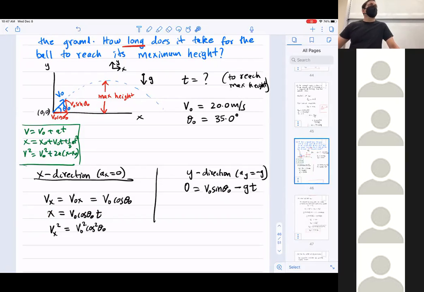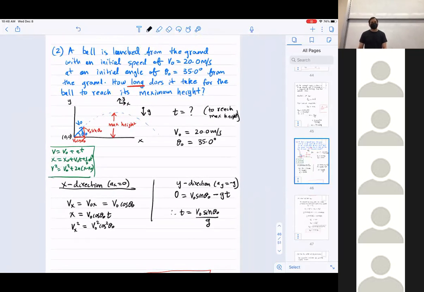So I keep going, try to collect more information. But now here, I know V naught sine theta naught, I know G, I know T, and you can solve for T. And so therefore, you can now solve for T as being V naught sine theta naught divided by G.